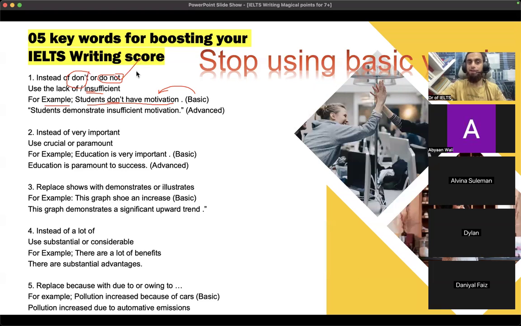But it is better to write instead: students demonstrate insufficient motivation, right? Students exhibit lack of motivation. Students depict insufficient motivation, or students show lack of motivation, right? So instead of "don't," we shift to the words "insufficient" or "lack of." And that shows that your level is not common, not basic, it is better, right? Again, repeating, this is for 7 plus.